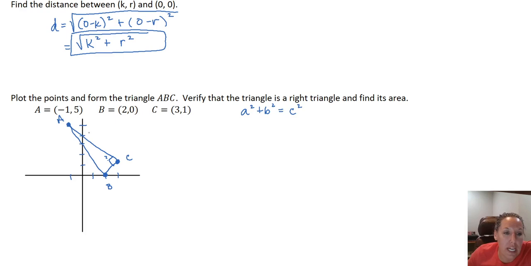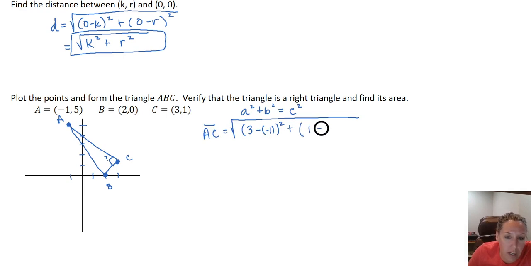All right, so the distance between A and C, let's go ahead and find the length of that side. So that's going to be A and C. Our difference in our x values is going to be 3 minus -1 squared plus 1 minus 5 squared. And since we're going to square these, I'm going to leave these underneath the square root and not simplify them past that.